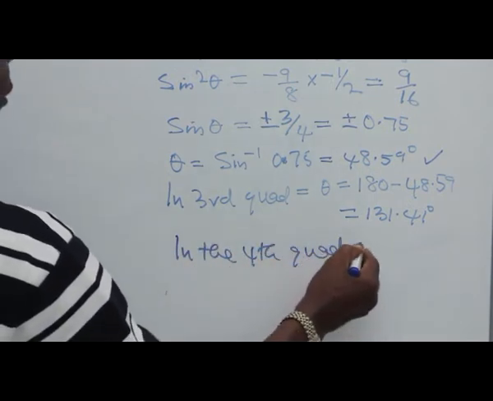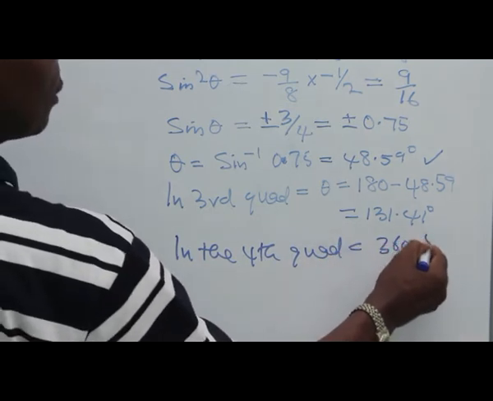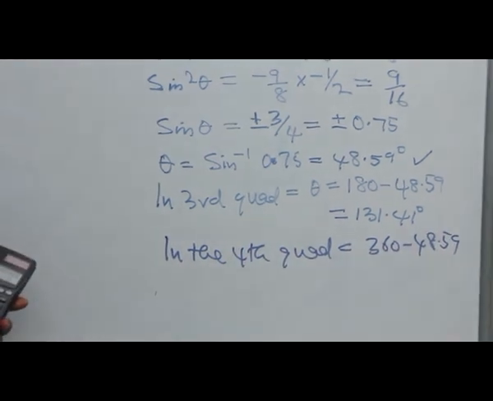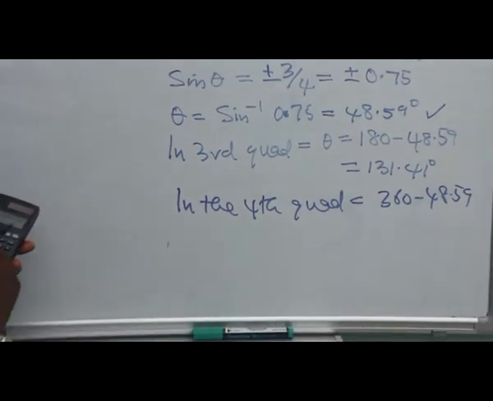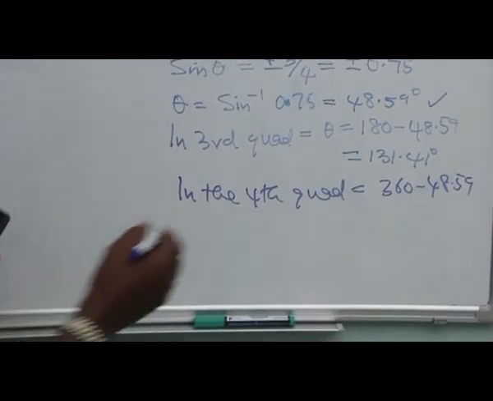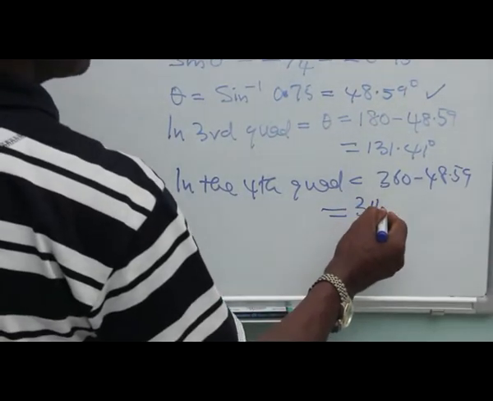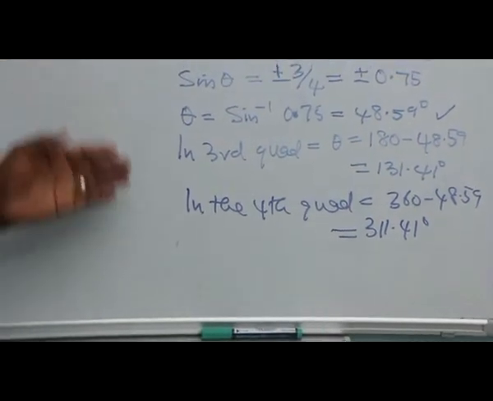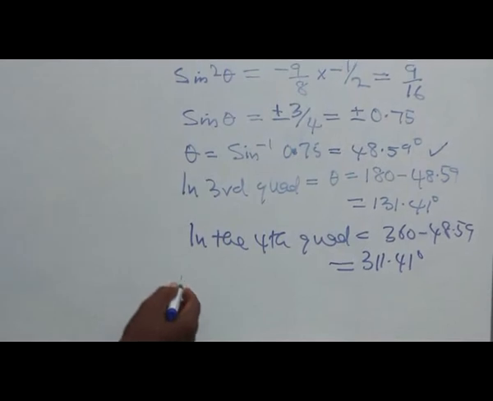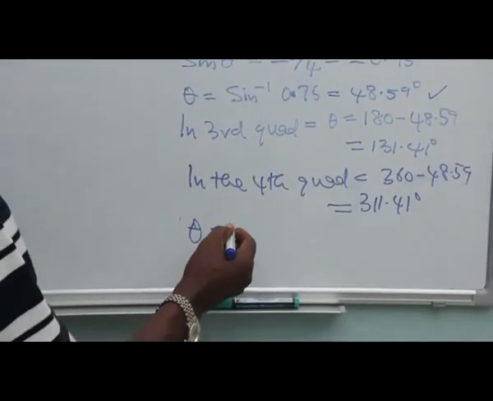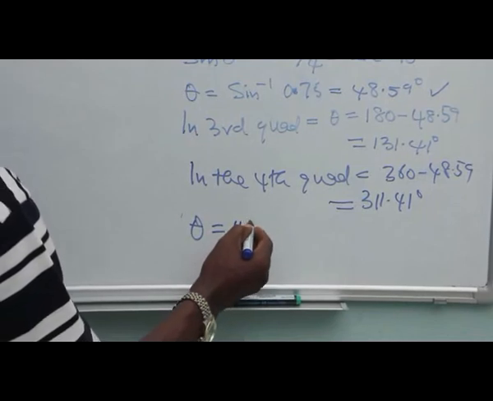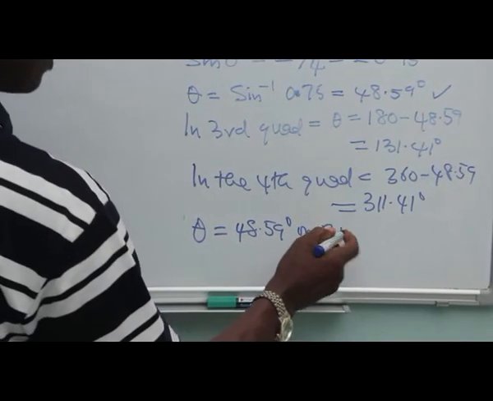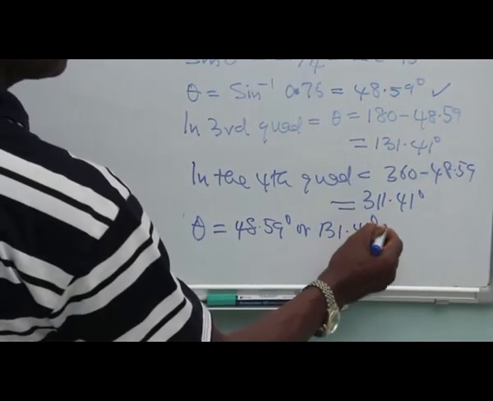we have 360 minus 48.59. So let's subtract that. 360 minus 48.59. And that will give us 311.41 degrees. As a matter of fact, the answer, the value of theta, as far as this case is concerned, theta will be equal to 48.59 degrees or 131.41 degrees or 311.41 degrees.